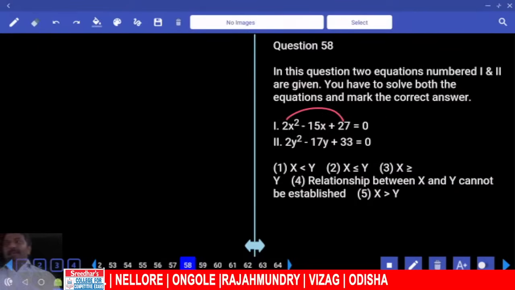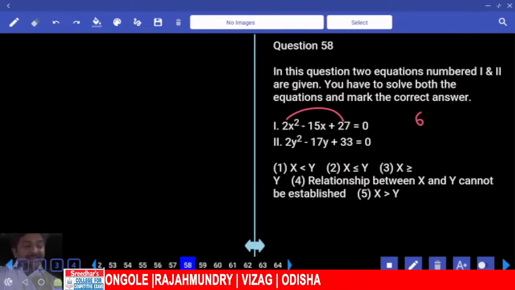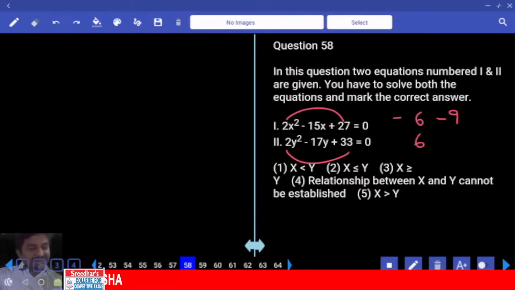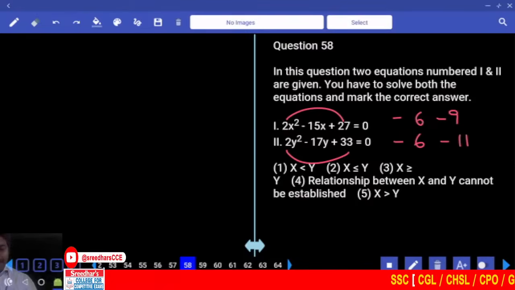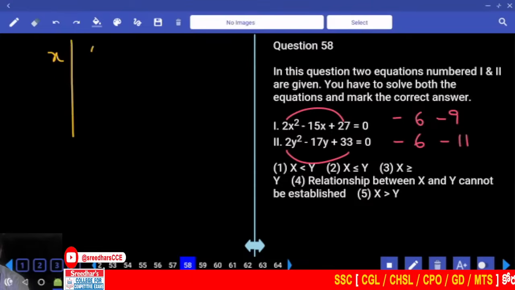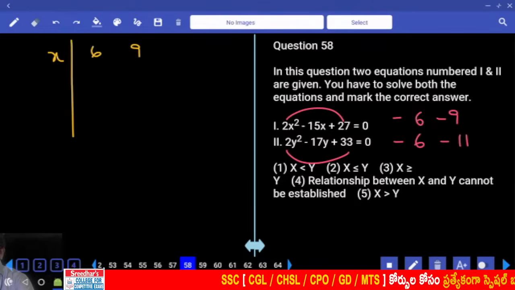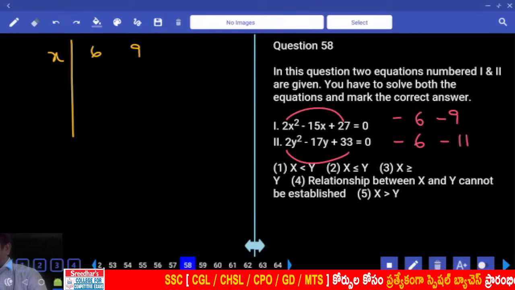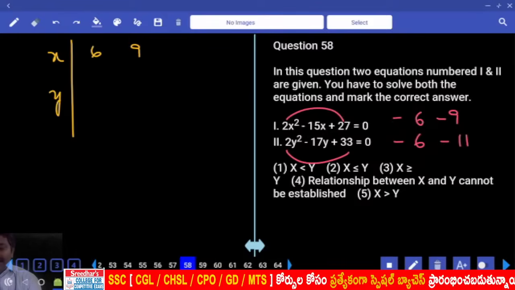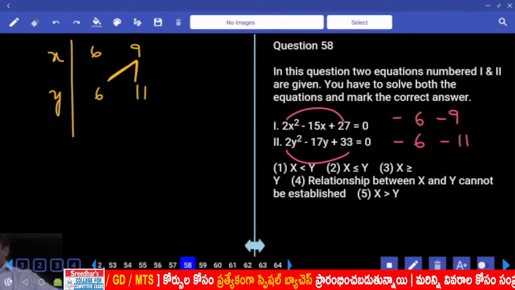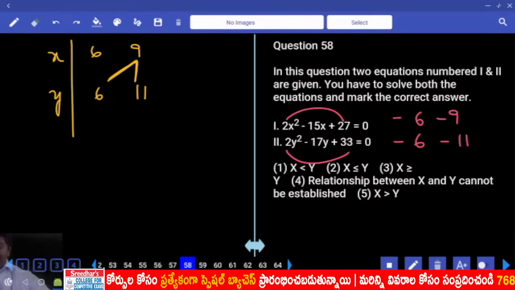2 into 27, 54 can be written as 6 9 times, minus 6 minus 9 combination. The product is 66. 6 11 times, minus 6 minus 11. Correct. Then the factors are 6 by 2. Is a denominator required? Because x square and y square have the same coefficient, we don't have to write it. y is 6. In between condition, relation cannot be established.